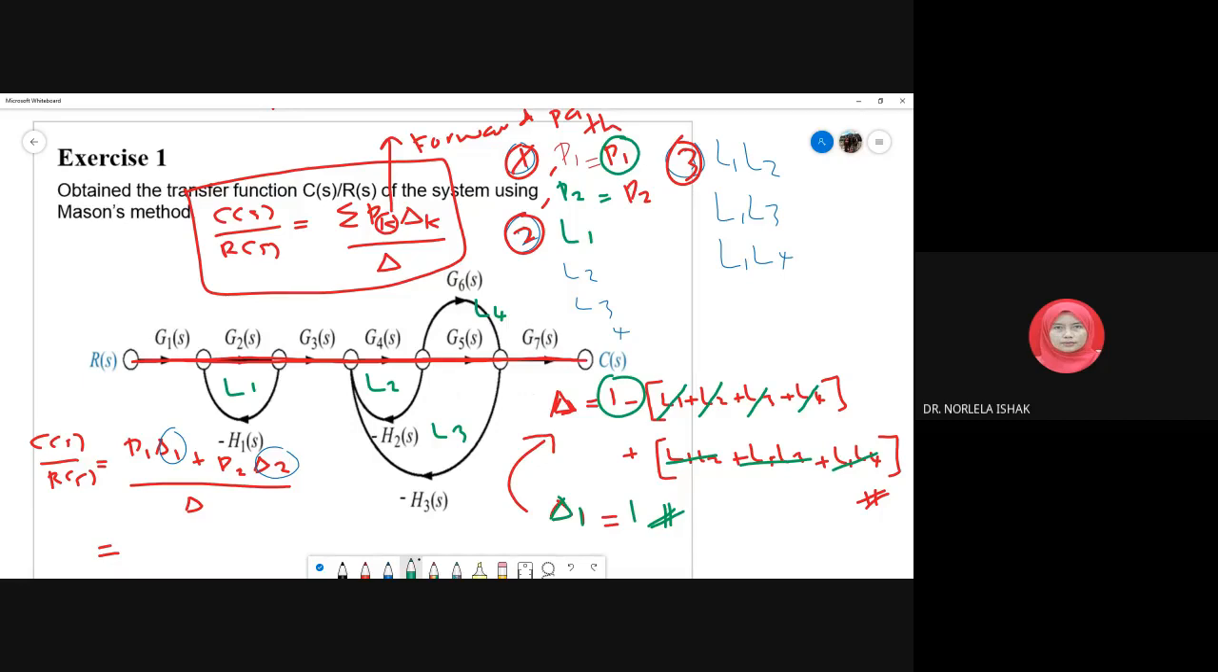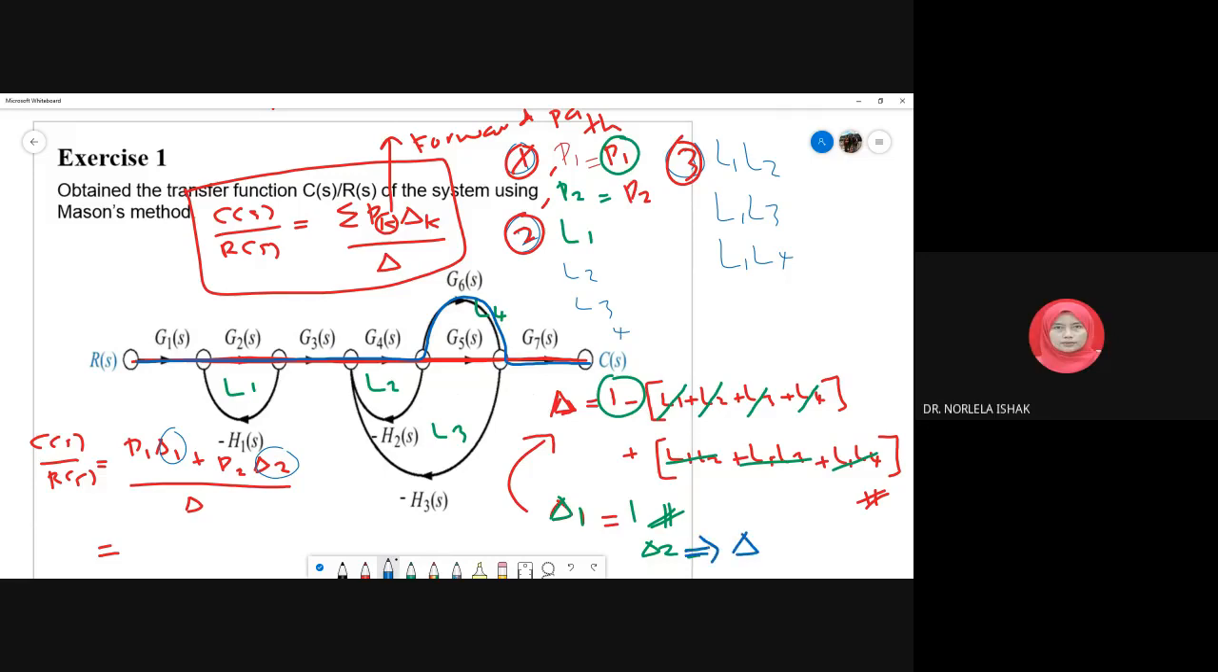How to define cofactor number 2? You have to refer to your forward number 2. Where is your forward number 2? This is your forward number 2. You come here and then this way and this way. Is L1 touching or non-touching with forward number 2? Touching. Touching, so we refer to the determinant.